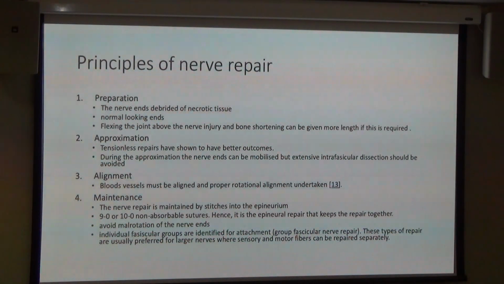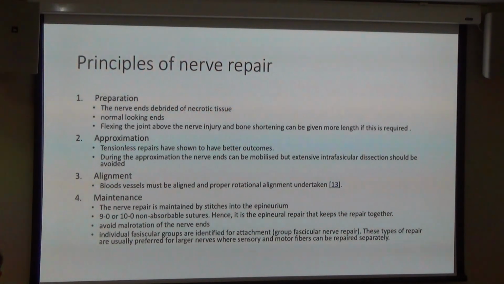Repair it with a 9 or a 10-0 non-resorbable suture, and you do an epineural repair. Now the general feeling is, if with your naked eye, or certainly with orthopedic loupes, which are 2 or 2.5, you can tell the difference between the different types of fascicles, so motor or sensory, then you should probably do an individual fascicle repair. If you can't tell the difference, so you're getting sort of palm or fingers, then you just do epineural repair.